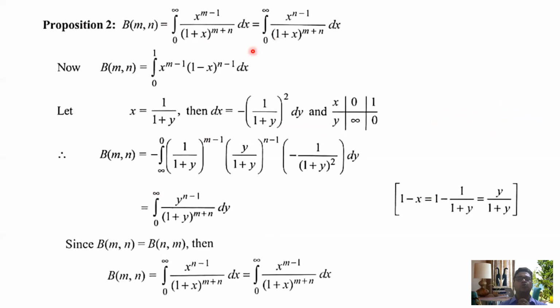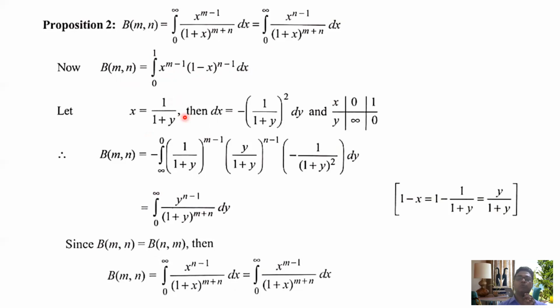No problem. Another form of beta function is: beta mn is equal to integral from 0 to infinity of x to the power m minus 1 by (1 plus x) to the power m plus n dx, which is equal to integral from 0 to infinity of x to the power n minus 1 by (1 plus x) to the power m plus n dx. So if I replace n by m, we will get the same result. Similar type of question you can see in an exam: prove that this equals that. Beta mn is equal to integral from 0 to 1 of x to the power m minus 1 into (1 minus x) to the power n minus 1 dx.